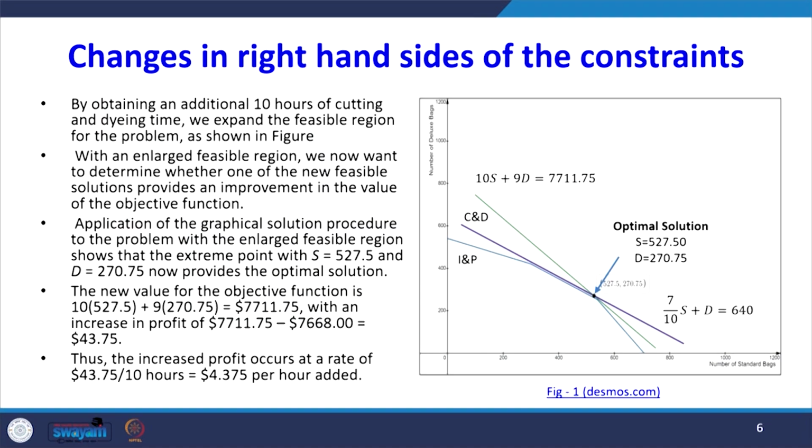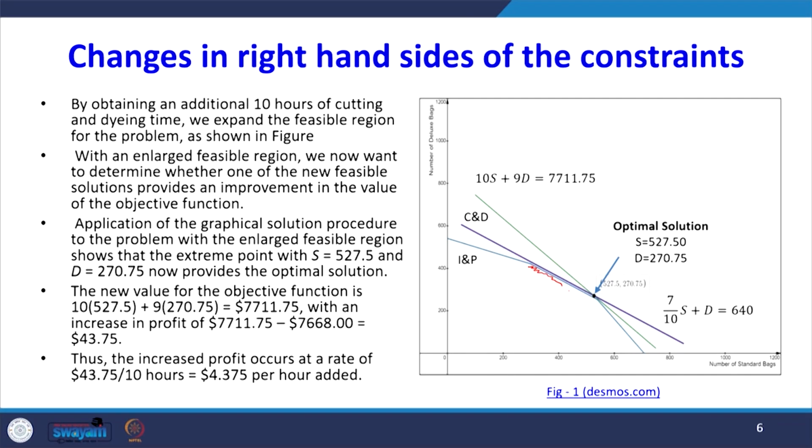By obtaining an additional 10 hours of cutting and dyeing time, we expand the feasible region for the problem as shown in the figure. Here also there is this much additional area due to the additional 10 units of resources. With an enlarged feasible region, we now want to determine whether one of the new feasible solutions provides an improvement in the value of the objective function. Application of the graphical solution procedure to the problem with an enlarged feasible region shows that the extreme point with S equal to 527.5 and D equal to 270.75 now provides the optimal solution.